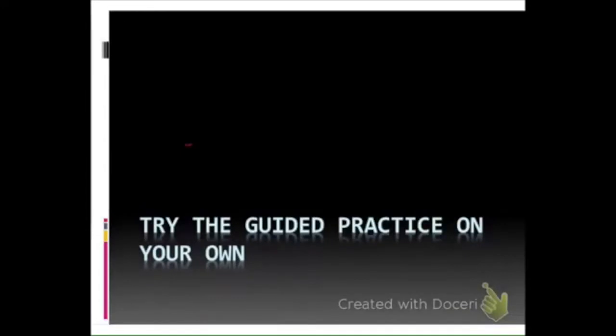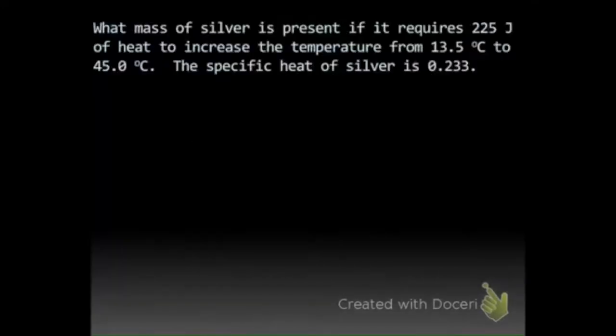Okay, so you should have had a chance to take a look at your guided practice. Let's go ahead and take a look at those right now. The very first guided practice question: we want to figure out the mass of silver present if it requires 225 joules of heat to increase the temperature from 13.5 to 45, and the specific heat of silver is 0.233. That's pretty straightforward.